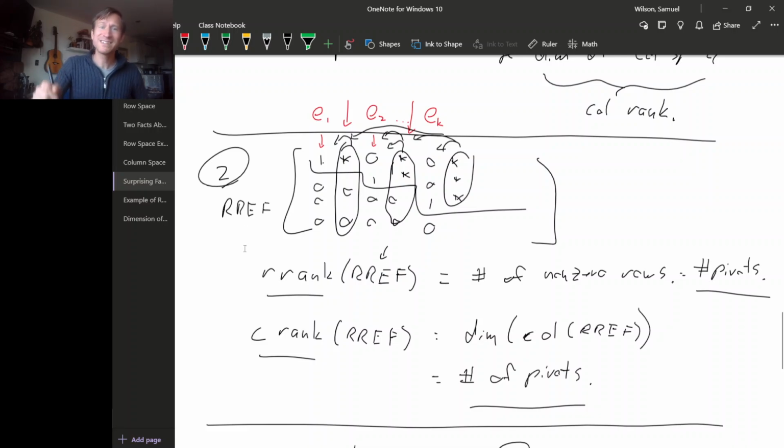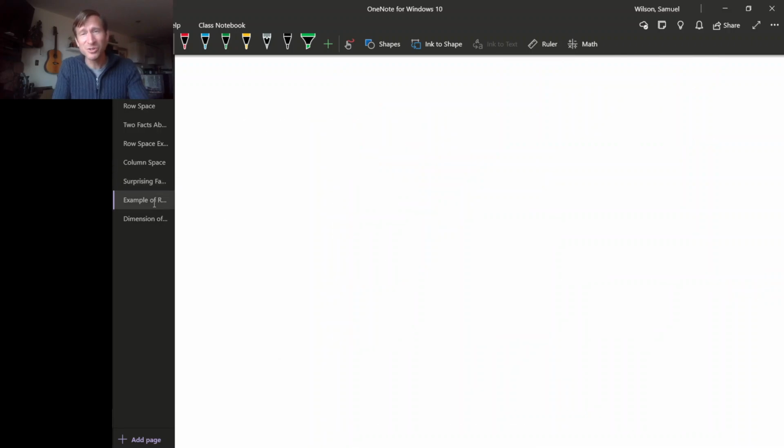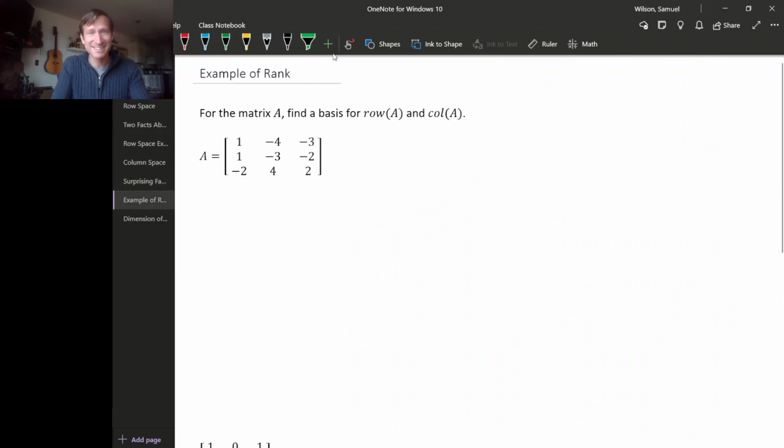So going back to the original matrix, what columns would we need to get a basis for the column space? Well, it's the columns that end up having pivots in them. So all of this not only tells us the surprising thing about column rank and row rank, it gives us a shortcut for finding a basis for the column space. We don't have to do a whole second row reduction to find a basis for the column space. So let me do an example and you'll see what I mean.